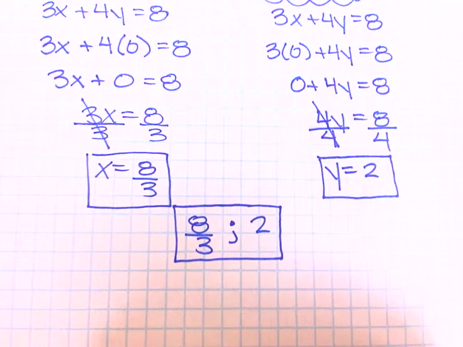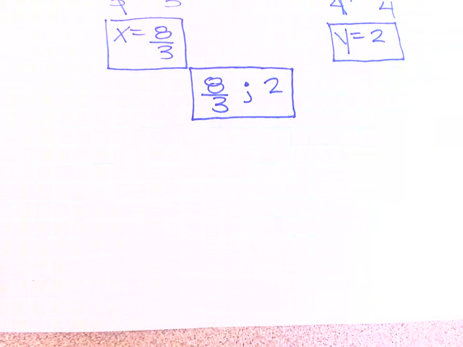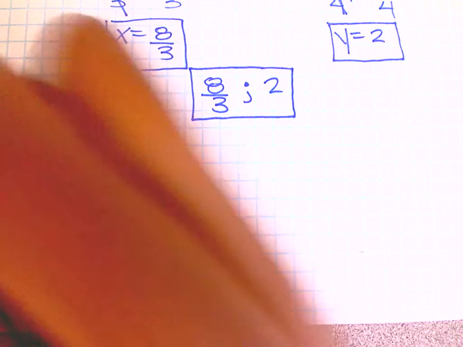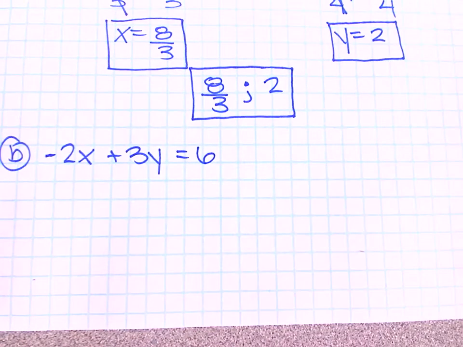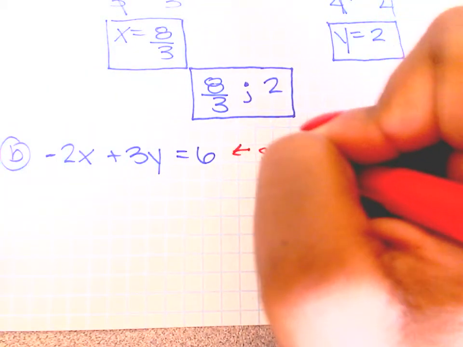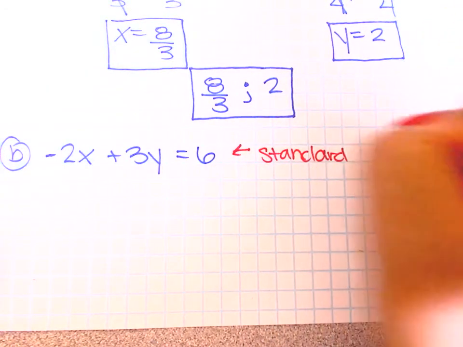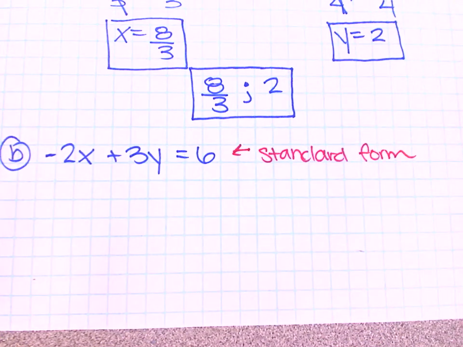Okay. Let's try letter B. I'm going to move this up if that's okay with everyone. Negative 2x plus 3y equals 6. Again, I'm going to tell you guys that that's already in standard form. Sometimes you won't get it in standard form. Okay. I have to find my x and y intercept.